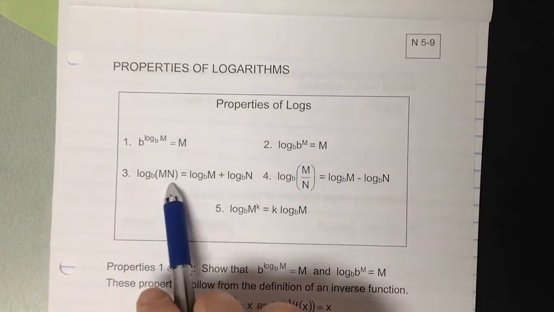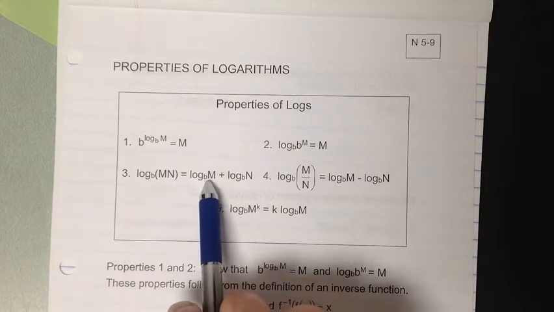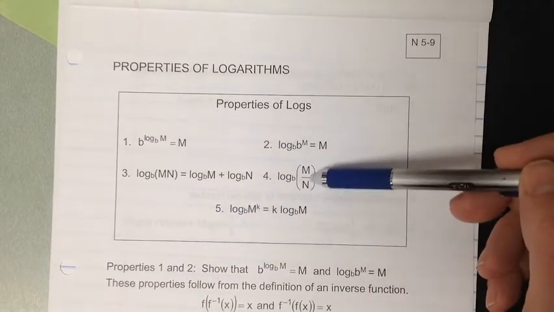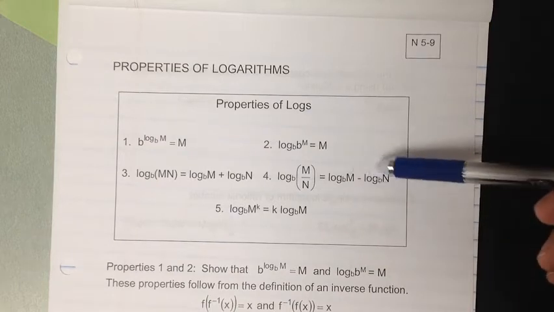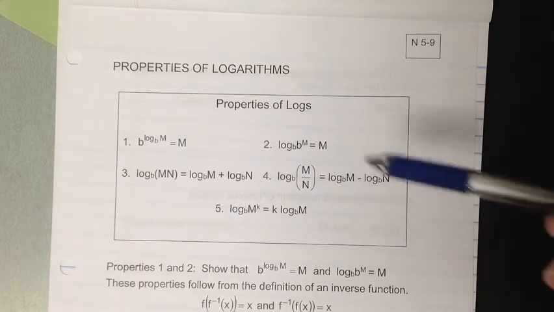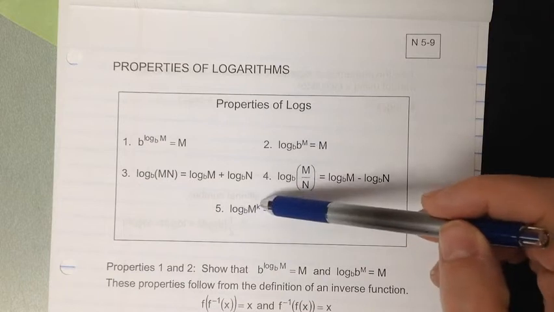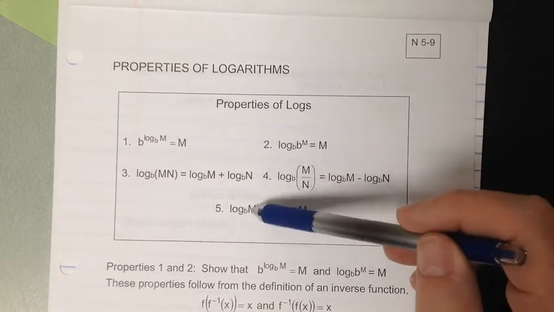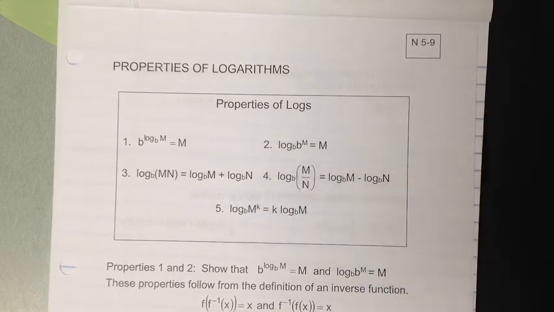Log base b of m times n equals log base b of m plus log base b of n. Log base b of m divided by n equals log base b of m minus log base b of n. And log base b of m to the k power equals k times log base b of m. So the k just kind of moves out front here.